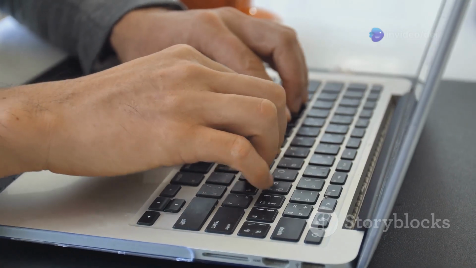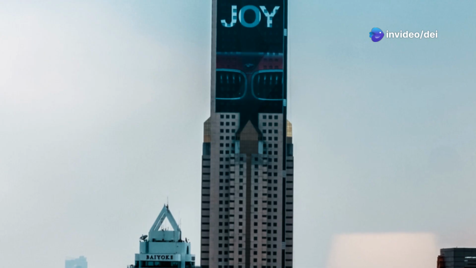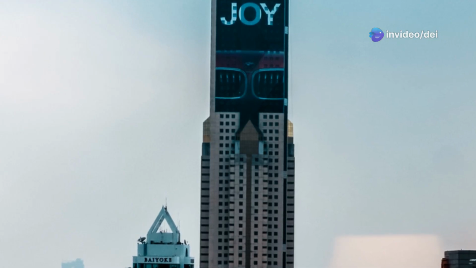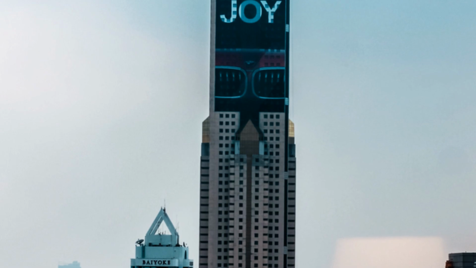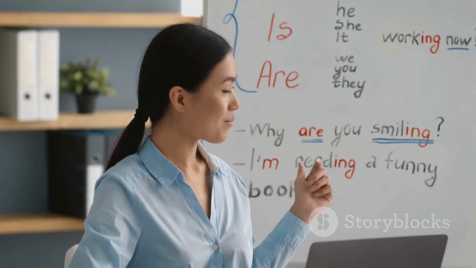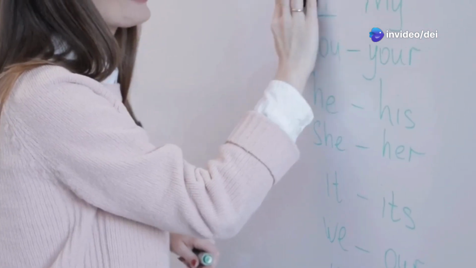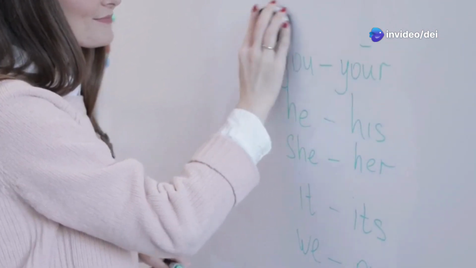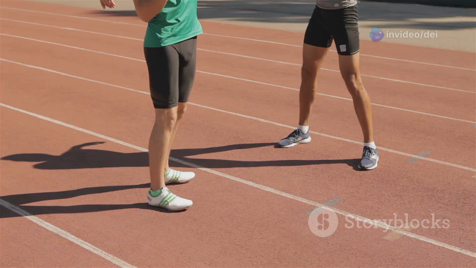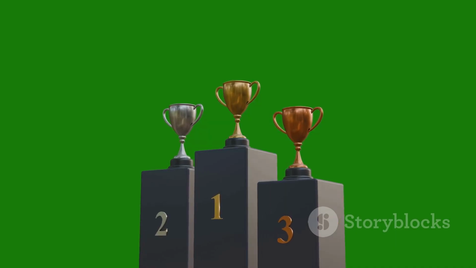Adjectives make our writing more vivid and engaging. They help us paint a picture in the reader's mind. We have different types of adjectives, like descriptive adjectives: blue, tall, happy. Quantitative adjectives: some, many, few. And demonstrative adjectives: this, that, these, those. We also have possessive adjectives: my, your, his, her, its, our, their. Interrogative adjectives: which, what. Comparative adjectives: bigger, smaller, faster, and superlative adjectives: biggest, smallest, fastest.